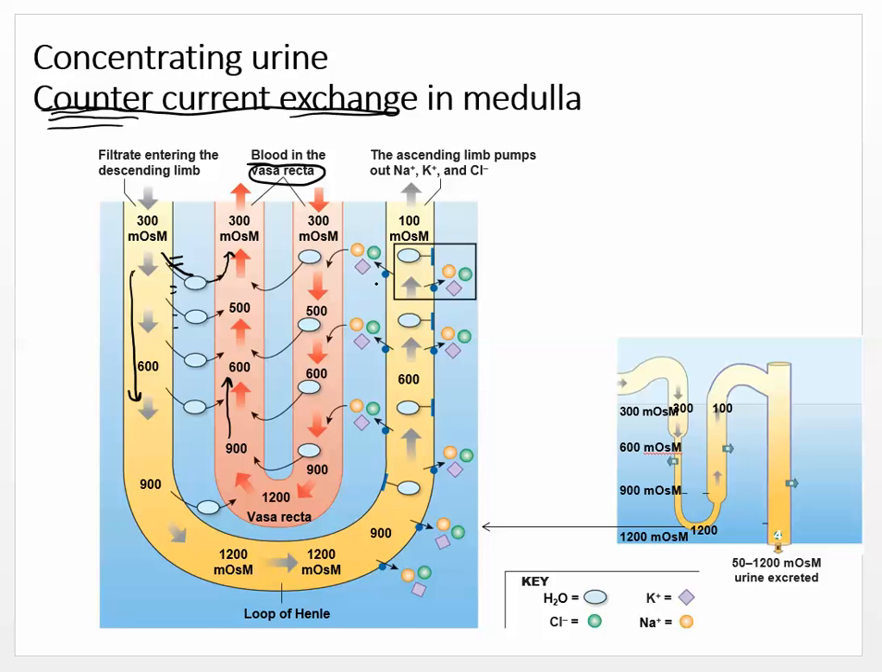Okay, so let's look at this side. So we have, this is our renal tubule. These are the salts, the sodium, potassium, and chloride, that are being kicked out. And as they get kicked out, they're salts. So it's 600 milliosmolar here. So it's more concentrated here. So they look up here and they say, oh, it's only 500 there.